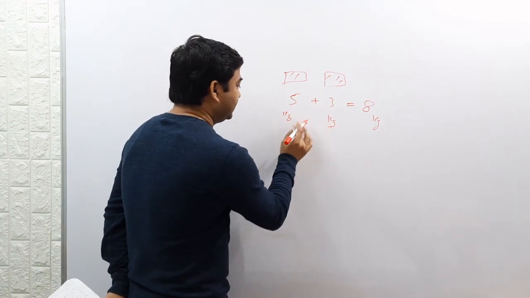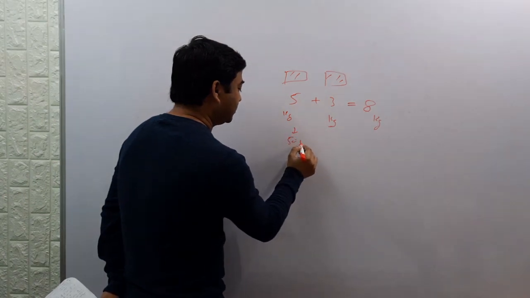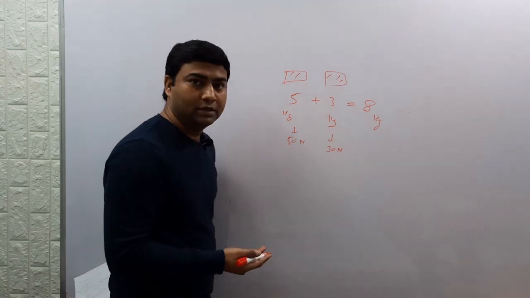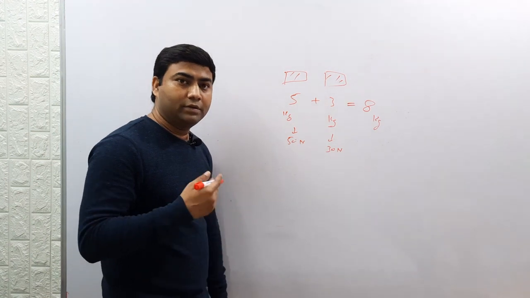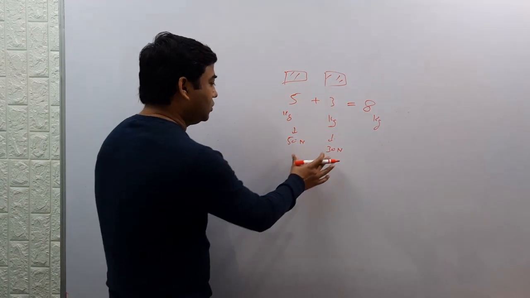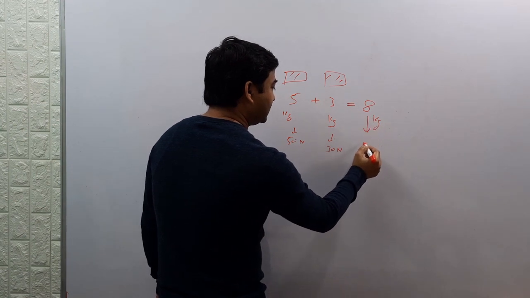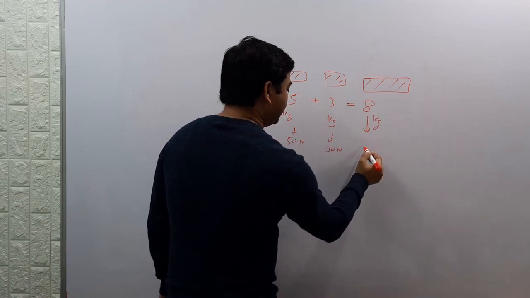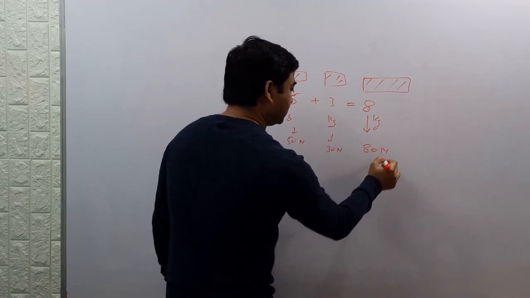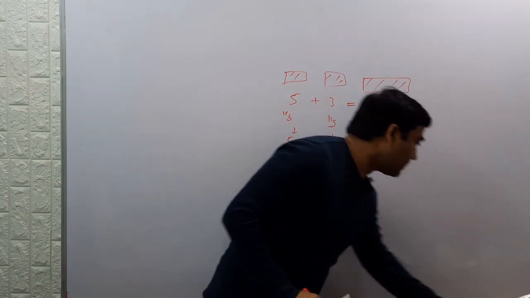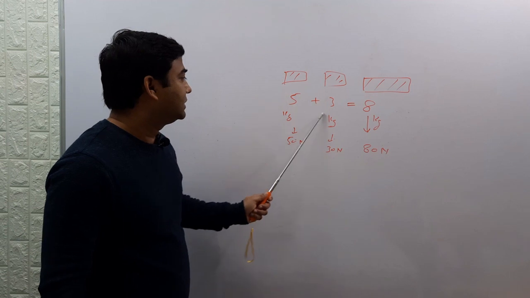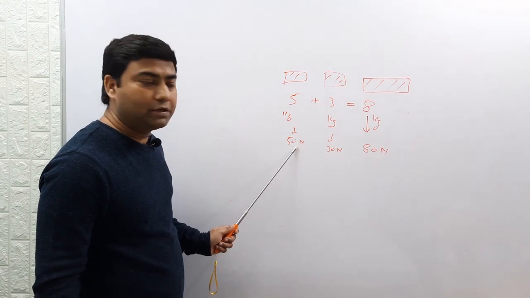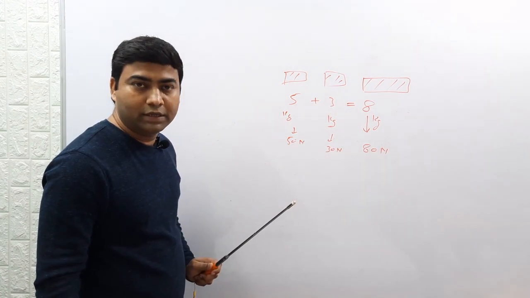So if this was experiencing, let us say, 50 Newton gravitational force, and this was experiencing 30 Newton, let g be 10 meter per second square, acceleration due to gravity. So the total mass of 8 kilogram, a single block, will experience a force of 80 Newton. Here we have added both these masses, and we find that this mass experiences 50 Newton gravitational force, this mass experiences 30 Newton gravitational force.